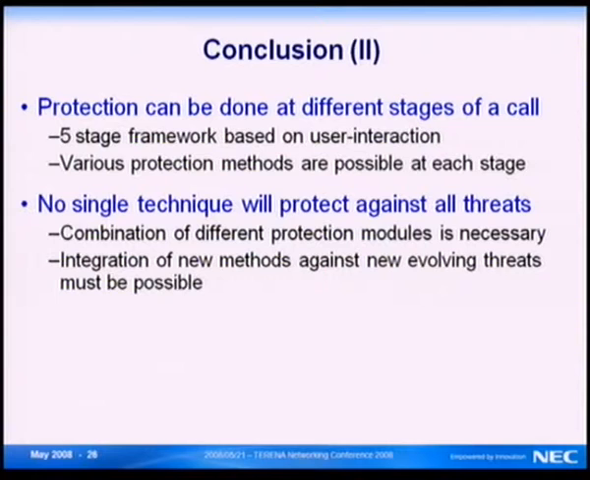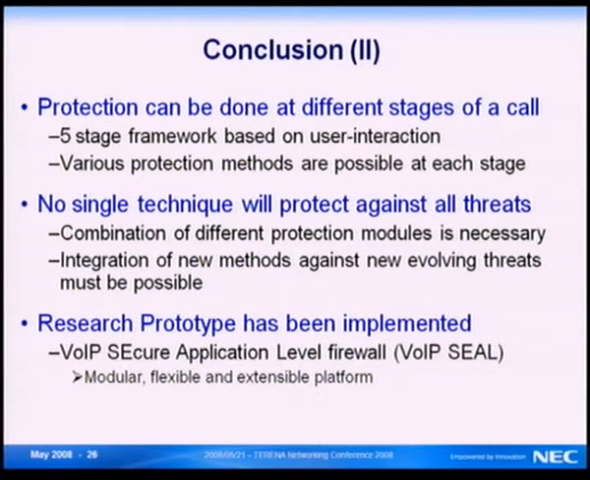We think, and I personally also think, that it's quite important to acknowledge that there's no single technique that will help against this threat and solve it once and for all. So in the future, as with the antivirus world or email spam filtering, you need to combine several techniques and several protection modules. So you need a flexible solution, where it's possible to integrate new mechanisms quickly against evolving threats. And we try to implement such a flexible solution, which we call VoIP Seal.